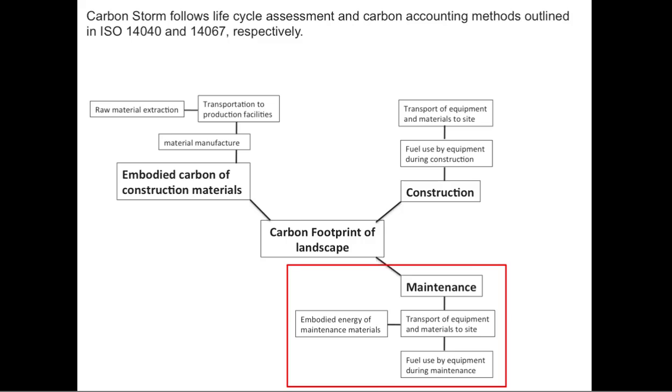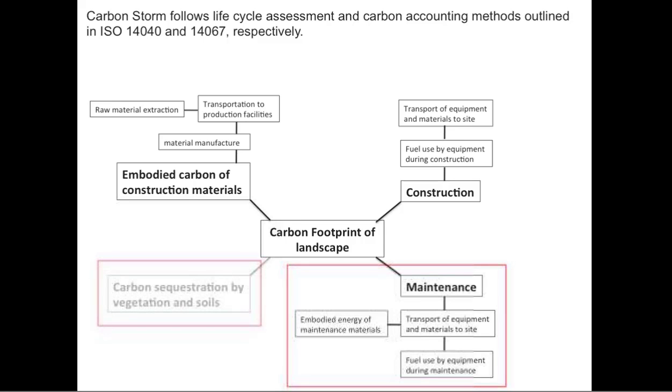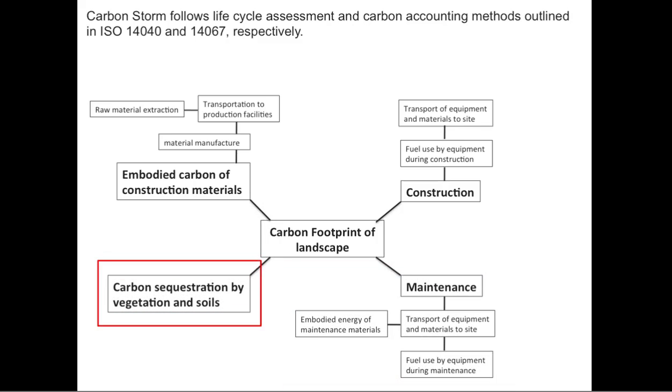transport of both equipment and crews to the site to maintain the different surfaces and landscape elements, as well, again, as any of the energy that's embodied in the materials used in maintenance and fuel consumed by types of maintenance equipment. For those landscape elements that include vegetation, the model also considers potential for carbon sequestration over the design scale or lifetime expected for that particular practice.